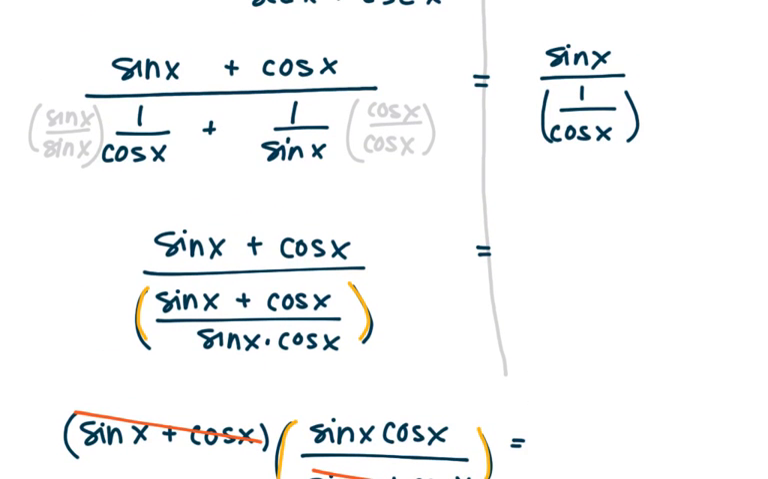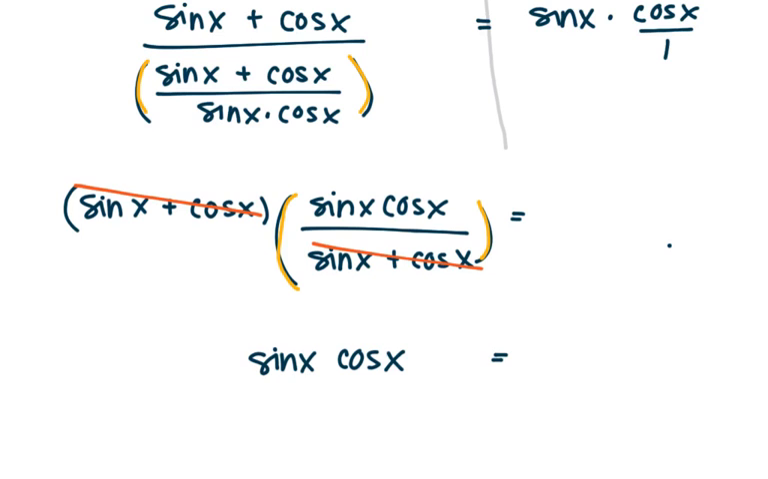Let's pull down what I have up here. So up here I have sine over 1 divided by cosine x. Remember, division is multiplication by the reciprocal, so this is sine x times cosine x over 1. That's the same as sine x times cosine x. So you can see with fair, decent manipulation, I was able to turn them into each other.